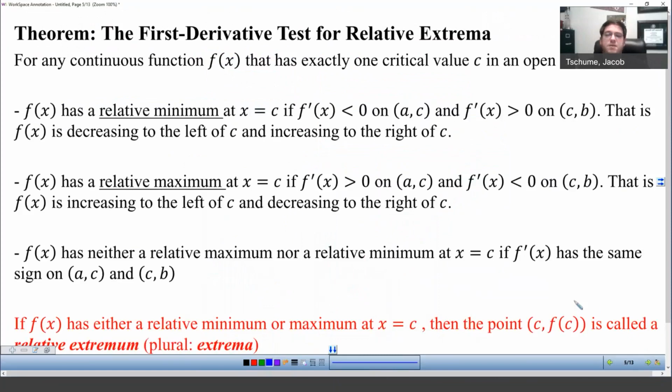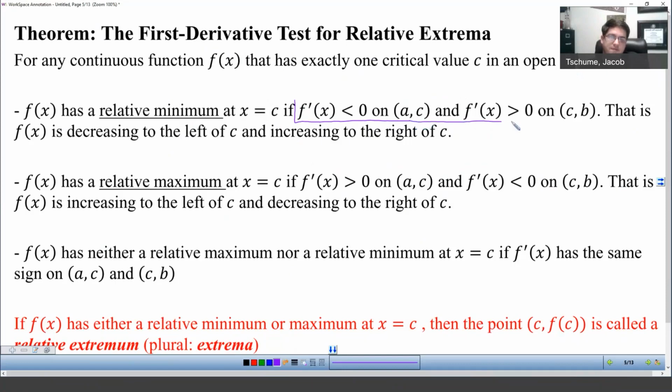All right, so here's how we combine those last two slides to determine what a graph will look like. For any continuous function that has exactly one critical value in the open interval, there are two or three things that could happen. Number one, at that critical value, you could have a relative minimum. You will have a relative minimum if the following is true. In definition form, it's this.